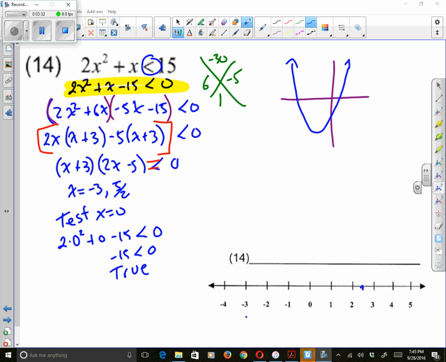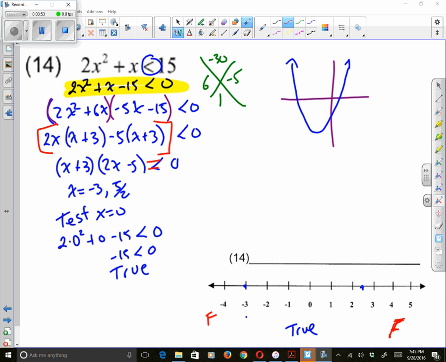And we pretty much know that if this area in between negative 3 and 2.5 is true, then out here outside that's got to be false and false. Now if you're not sure about that, go ahead and test it out. Convince yourself that's the case.